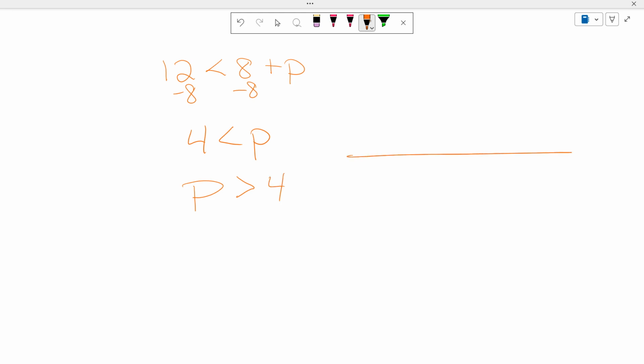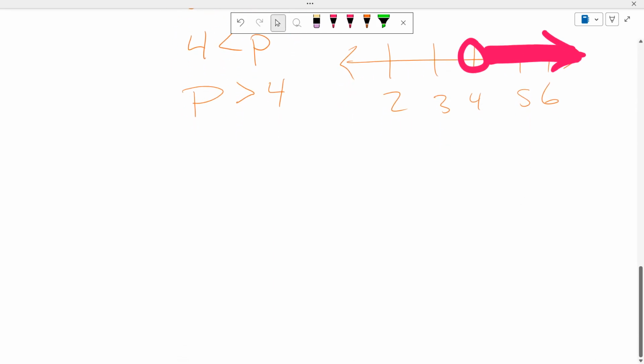And then you shade to the right. And what type of circle on 4? Open. Alright, can we start the worksheet? Not yet. I think we're ready. Okay? If you think we're ready, then you solve this next one, Blake.